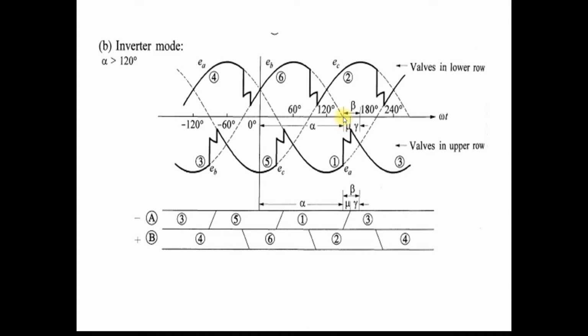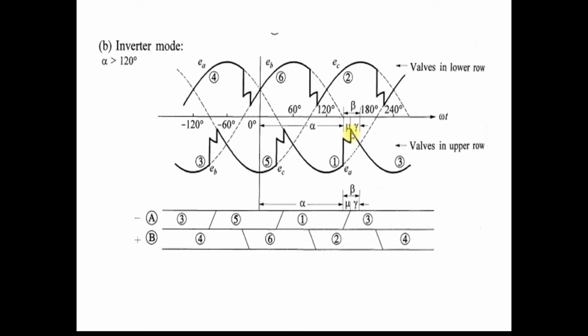At that time, what is the commutating voltage? That is the voltage between B and A phase. Clear? So you can see that during this commutation, at this point the commutation is over. It means valve 1 is completely off and valve 3 is completely on. At this point, valve 3 is on and valve 1 is completely off.